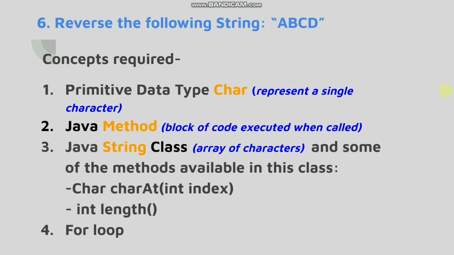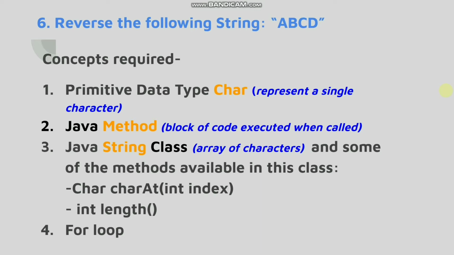So number one, you should know primitive data type, char. So char means it represents a single character. So you can only use one character, but a string you have multiple characters. You can see A, B, C, D. So that's the difference.